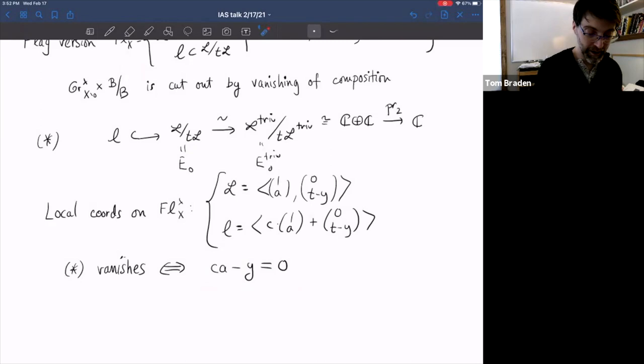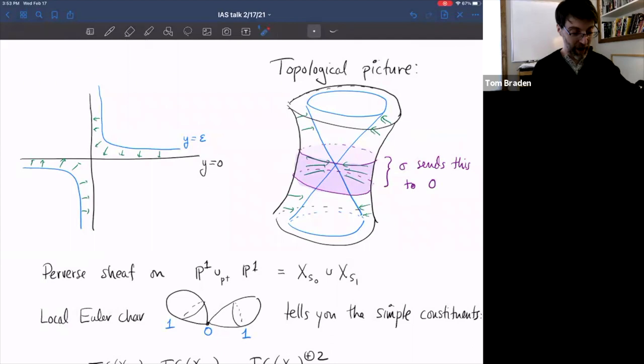Okay, and so for the variety in this local neighborhood, there's a completion at infinity. Instead of being an affine picture, there are points at infinity, but the interesting behavior for the nearby cycles happens in this patch. So when Y is equal to zero, I get two lines, A times C equals zero. And when Y is equal to some non-zero epsilon, you get A times C equal to epsilon, which is a smooth curve. So you're taking a degeneration of this smooth curve to this union of two lines.